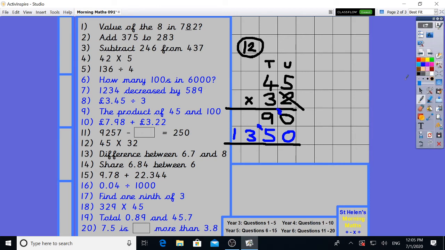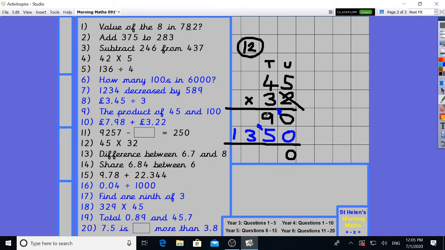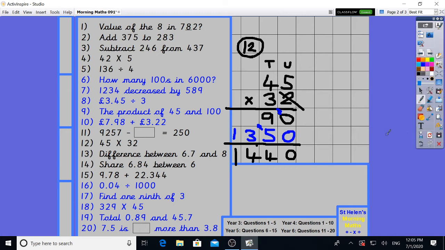So we just add up our 2 answers at the end. 0 plus 0. 9 plus 5 is 14. 4, 1. 1,440. And we're on question 13. Pause if you need time to copy that.